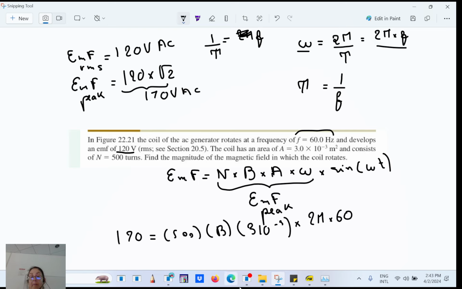Anyone? What do you get? 0.3. Did you all get 0.3? You sure? Yes. So you do 170, enter, divide by 500, enter, divide by, open the parenthesis, 0.003, enter, divide by 2 pi in parenthesis, enter, divide by 60.